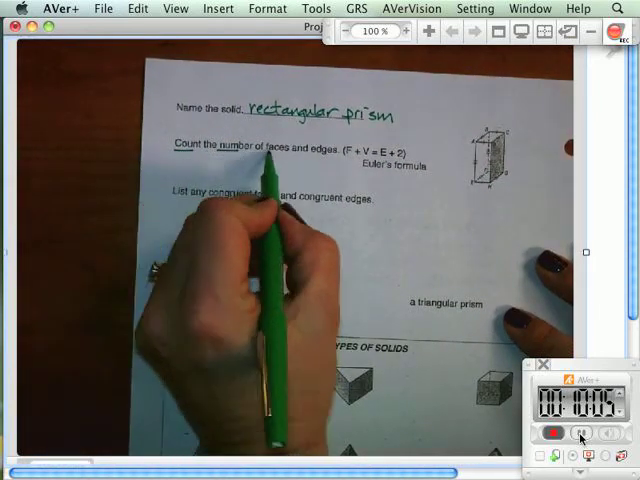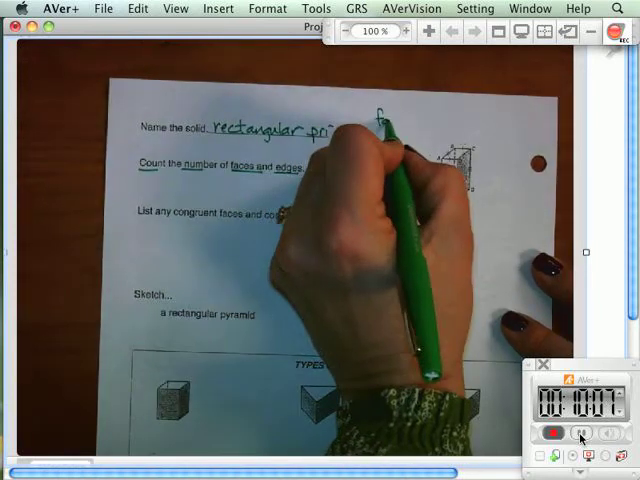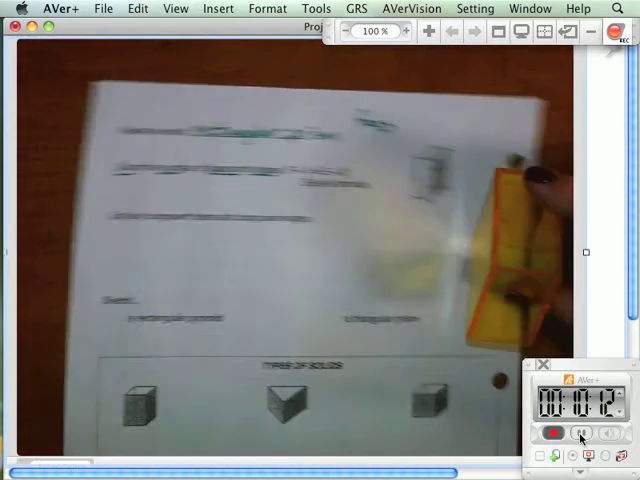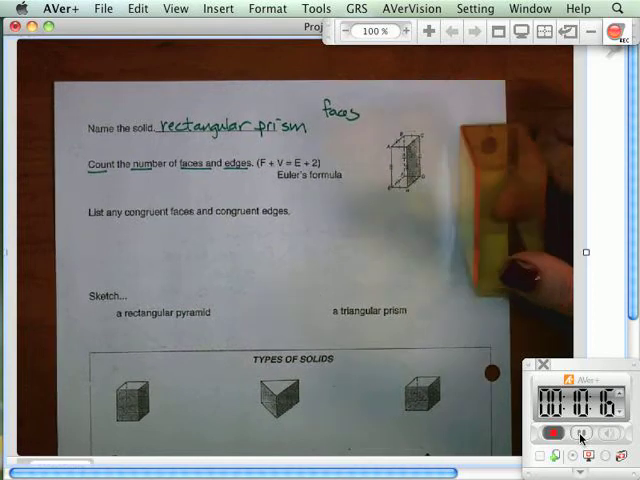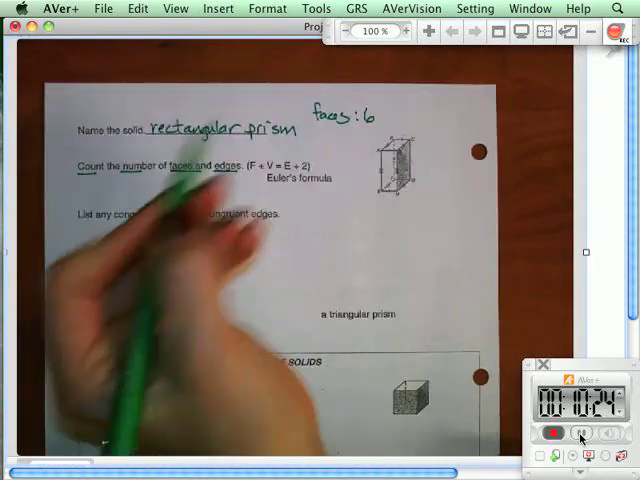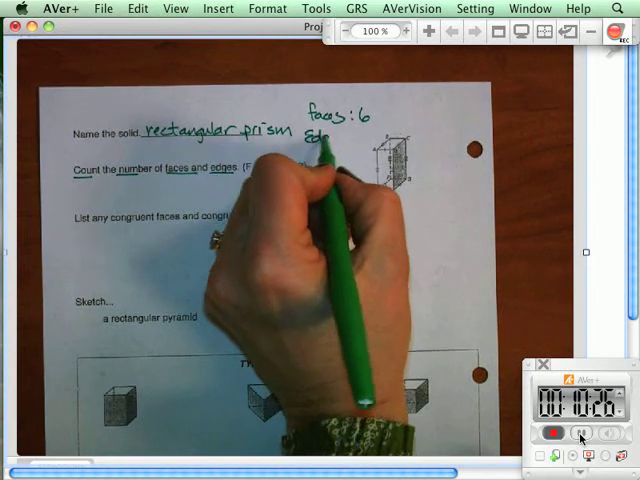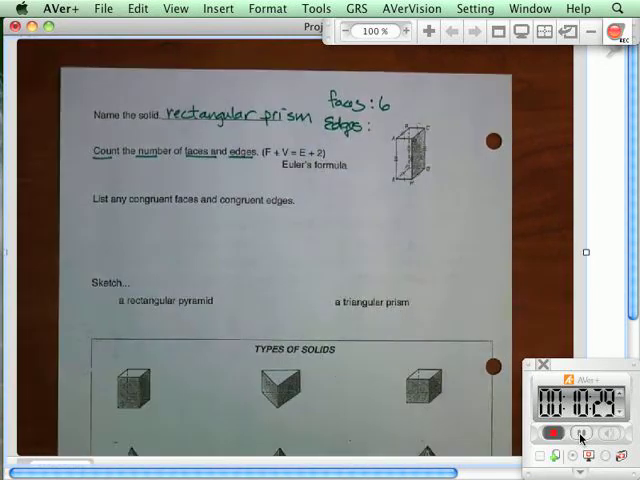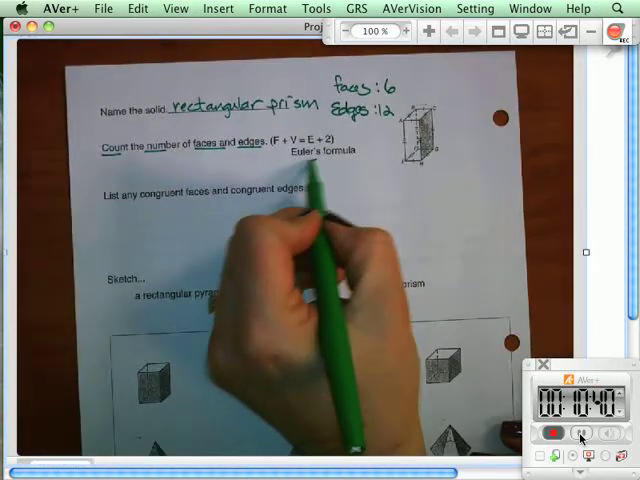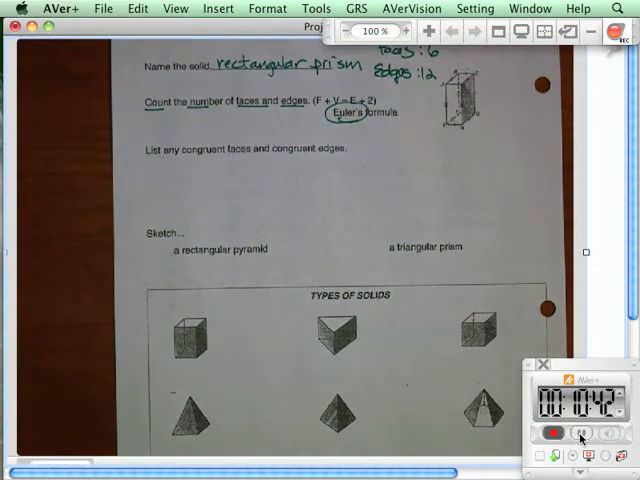Count the number of faces and edges. Here is the same shape right here. How many faces does this have? 1, 2, 3, 4, 5, 6. 6 faces. Now, let's count the edges. 1, 2, 3, 4. 4 here, and 4 here. So we have how many? 12.